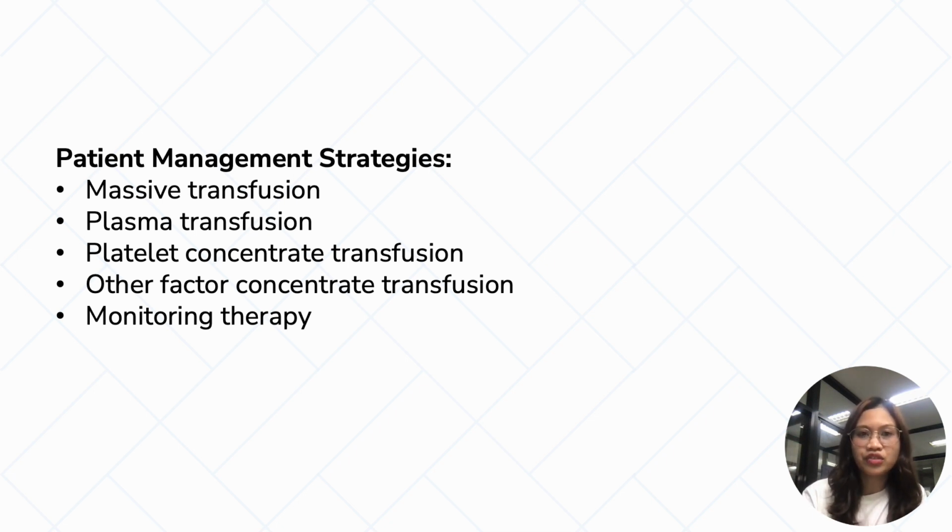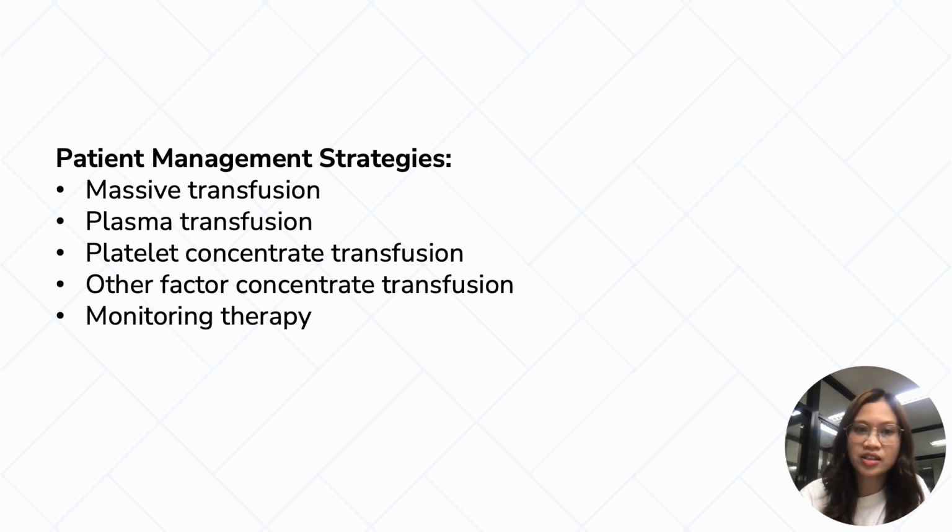Next is plasma transfusion. Plasma transfusion is done for multiple coagulation factor deficiency since fresh plasma contains all coagulation factors. However, when the plasma is stored at refrigerator temperature or thawed after freezing, factor V and factor VIII activities decline as they are sensitive to cold temperatures.